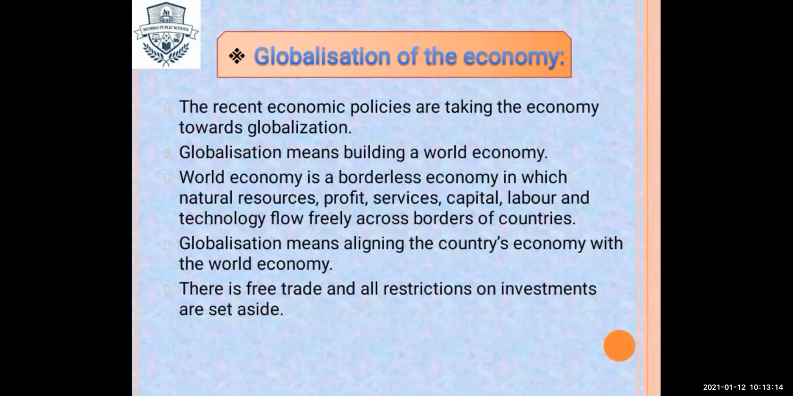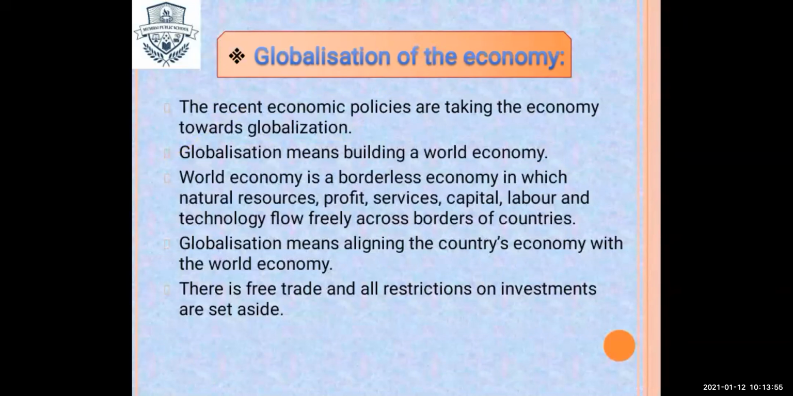Then see the first point here. The recent economic policies are taking the economy towards globalization. So the entire world has become a market today. Now let's think about that. The whole world is a market already. Example, Apple phones are being produced and manufactured in the whole world. So that is globalization. What have they said in the first point? Economic policies are taking the economy towards globalization. It means that in today's situation, in this 21st century, the whole world has become the market.